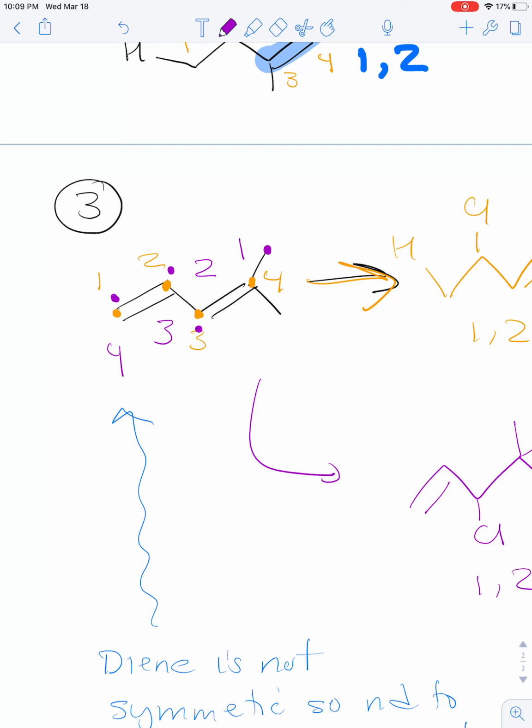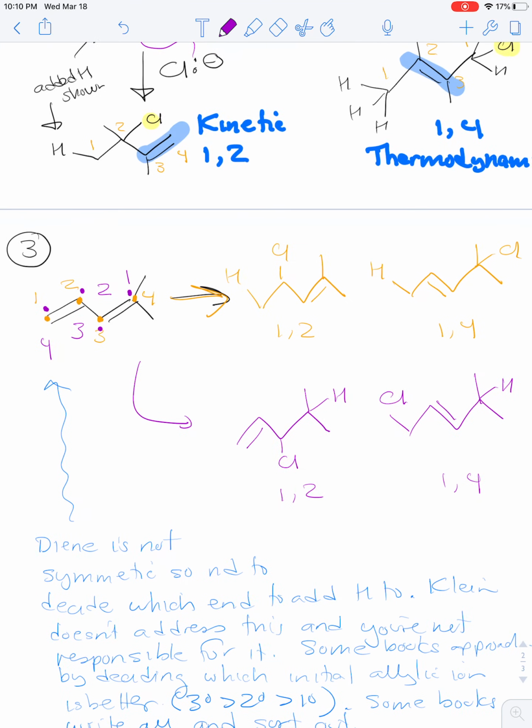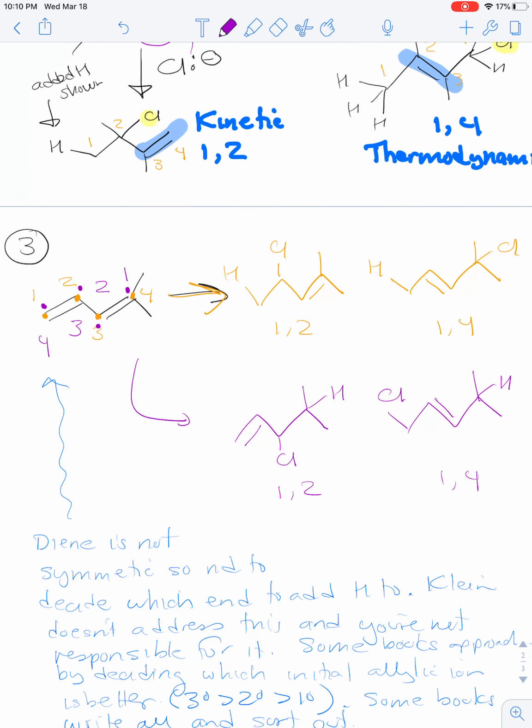Oops, I hit the wrong one there. Let me erase that and put it in the right place. All right. Or you can number back the other way. And so what I tried to do when I did this is I wrote both sets of 1,2 and 1,4 products. And since I had numbered the diene system in orange, left to right, I wrote those 2 products in orange. So hopefully that's somewhat useful.